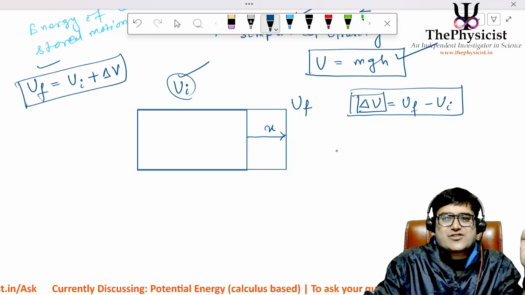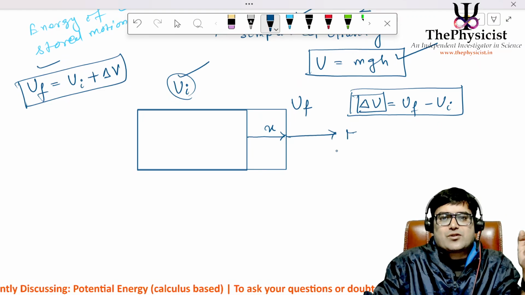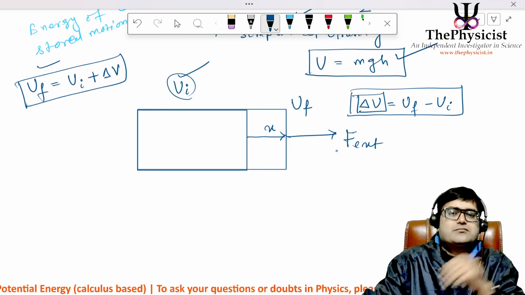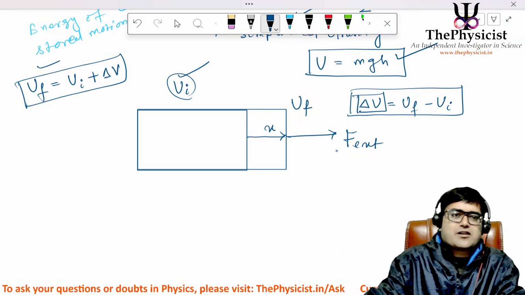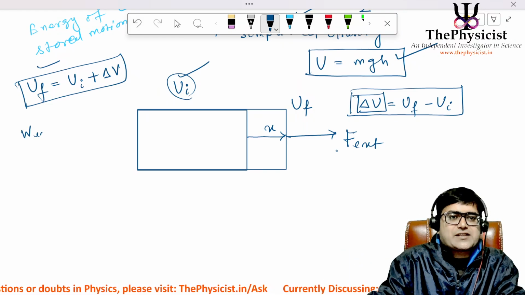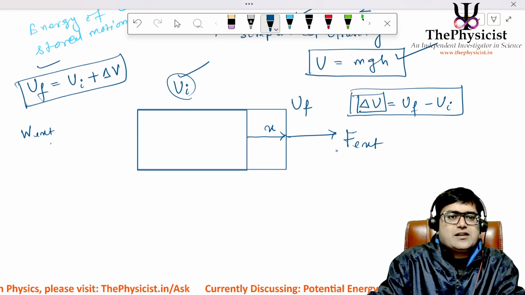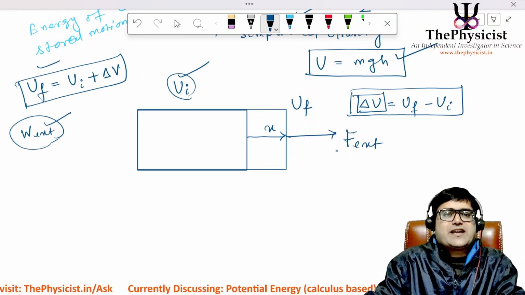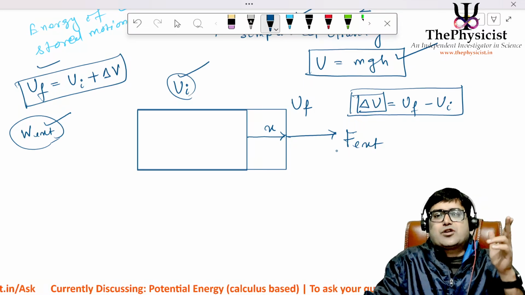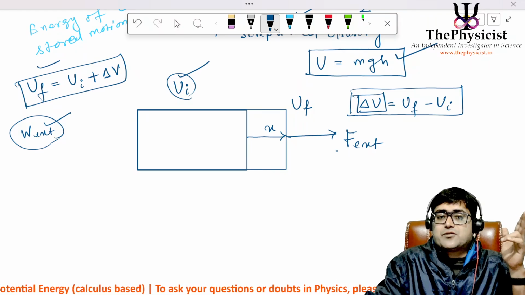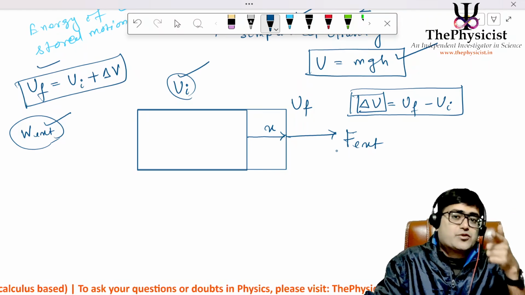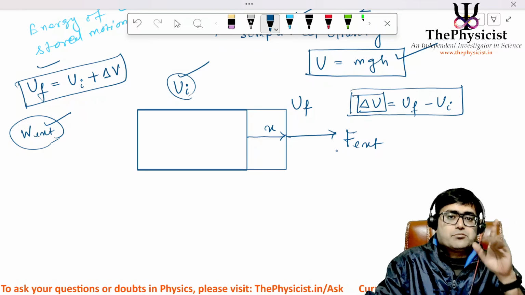Now, would the system on its own generate potential energy? No. There has to be an external force that actually does some work, and that is W_ext. That external work gets stored in the system, but not so fast. Not all of the external work done by the external force gets into the system and gets stored. I'll tell you.